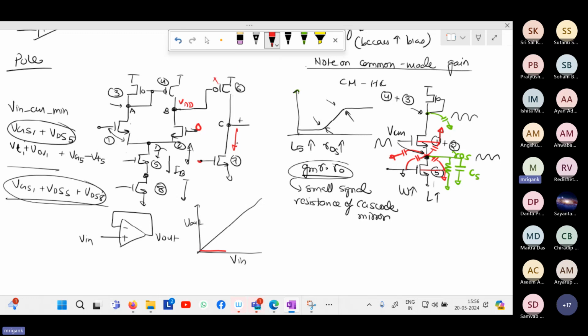Is that clear? So for some values, it will remain at ground, and then it will start increasing, and then it will become a follower, and then after a certain value, again it will deviate because the upper transistor will go into triode. So if your input common mode range is less, this desired range will be further reduced. It will shift upward.